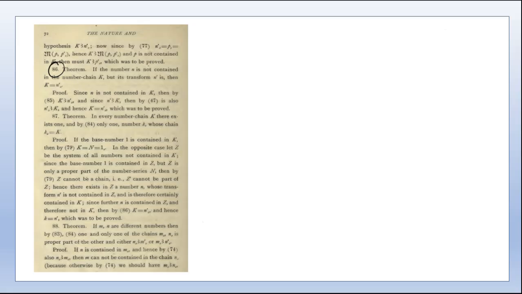Okay, so if n is contained in m0, so we're on to Theorem 88 here. n is a part of m0, and hence by 74, because m0 is by definition a chain, it's the number chain corresponding to m, then n0 is a part of m0. Then m cannot be contained in the chain n0.